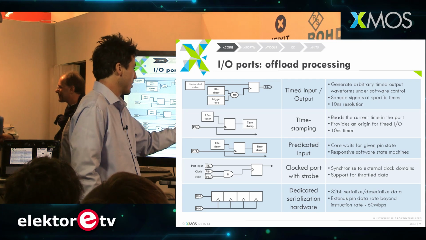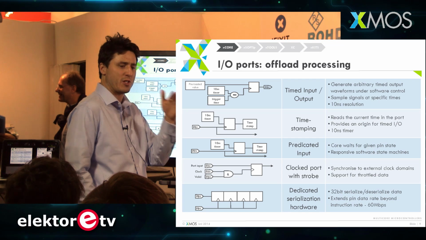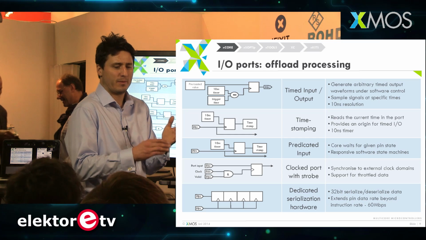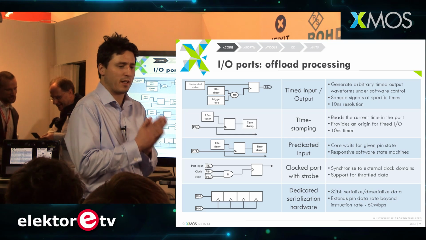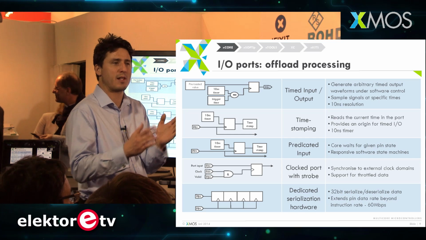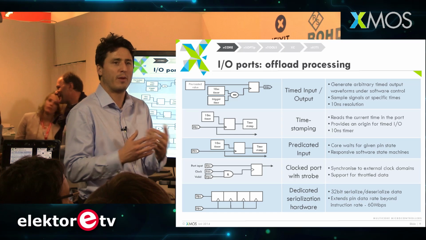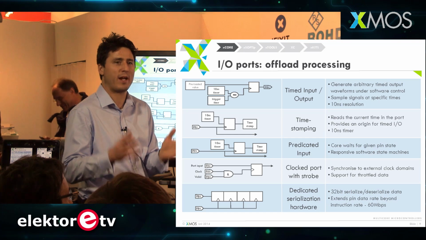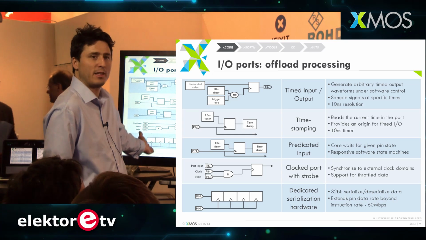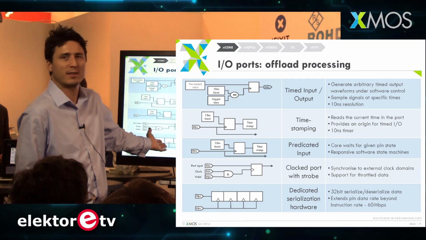So that's a clock port with a strobe. Predicated input is waiting for a certain value on a port. Again, it's a good example of offloading processing because it could take a long time until some value occurs on the port, like from a rotary encoder, and that whole time the core is waiting and not wasting any CPU cycles. And finally, serialization and deserialization, very helpful for serial interfaces such as I2S.